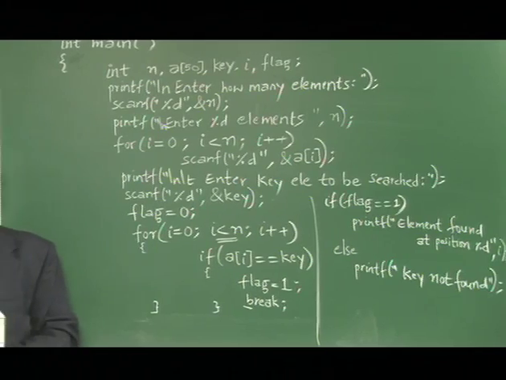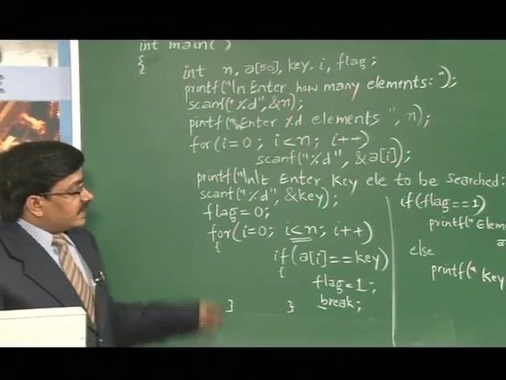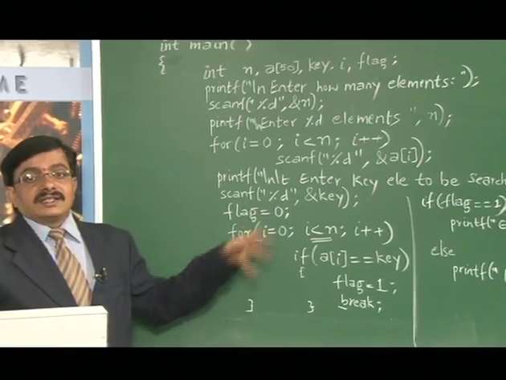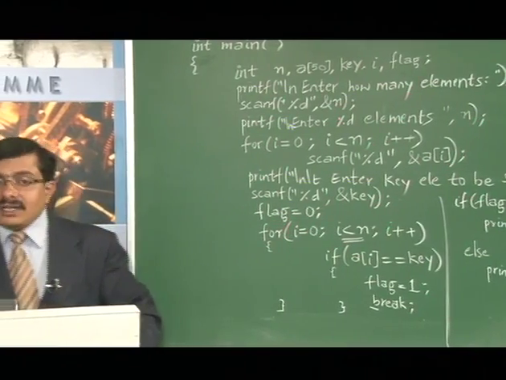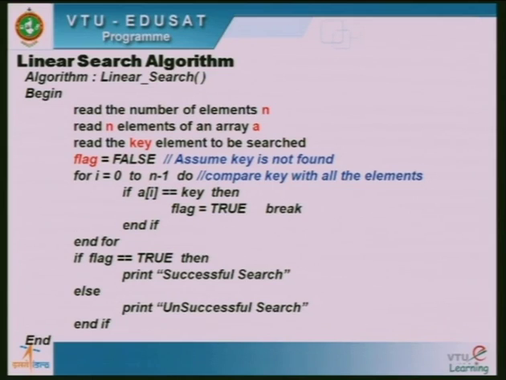When it is unsuccessful, it is very sure that the element is not in the list, so we say that it is an unsuccessful search. Now, this is how basically the linear search algorithm works.